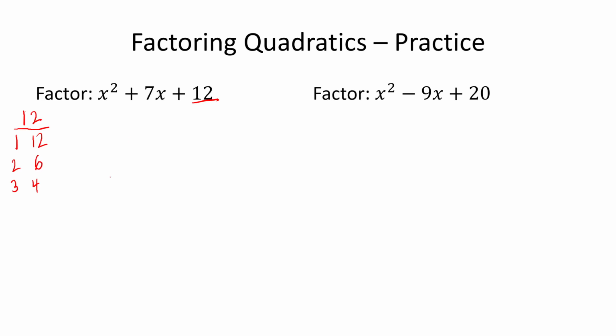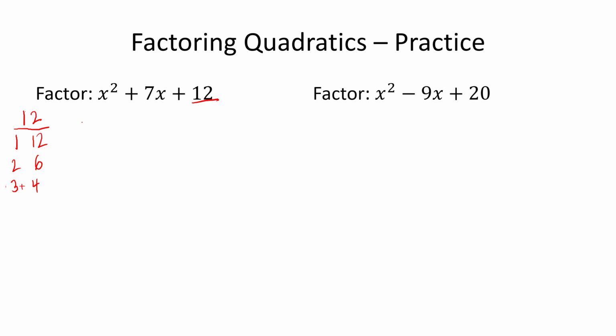So I need to figure out, okay, which of these factors can I add together or subtract to give us 7? Now, we know that both of these either have to be positive or negative because when they multiply, they give us a positive 12. So they both have to be the same. But then the middle coefficient of the plus 7 tells us they have to add up to a positive 7. So since they're both positive, that's going to be 3 and 4, right? 3 plus 4 gives us that 7.